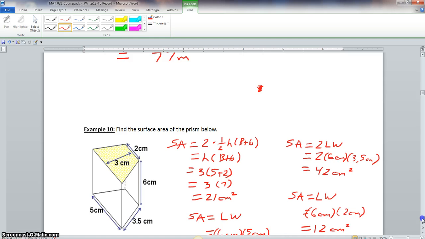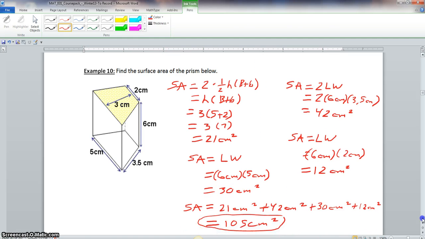Now we come down here to example 10. Example 10 says find the surface area of the prism below. Okay, so now we want to find the surface area here. Now if you look at this trapezoidal prism here, we have 2 trapezoids, one on this side and one on this side. So we would do the surface area of both of these trapezoids here. So we will have 2 times half of the height times the base plus the base. Okay, so we have 2 times 1/2, we know is just 1. So we will end up with the height times the base plus the base.